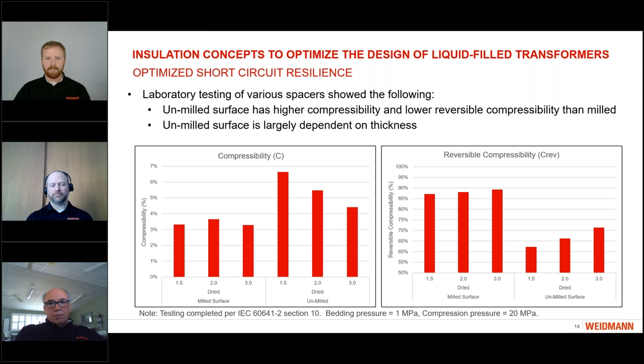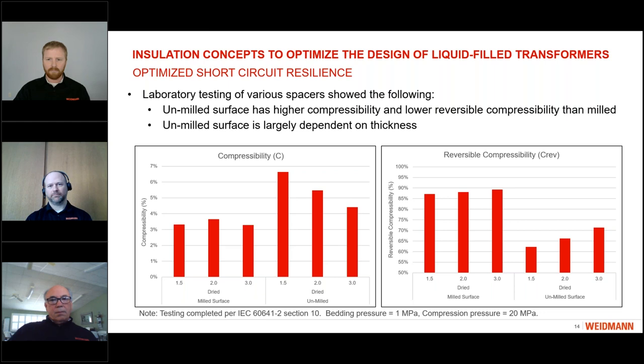And then looking back on the right-hand side, where we look at reversible compressibility, this is measuring how much of that compressibility comes back when you remove that pressure. So in the testing process, going from 1 MPa up to 20 and then back down to 1, in an ideal case, you would see 100% reversible compressibility. All of what was pressed out returned when that pressure was removed.